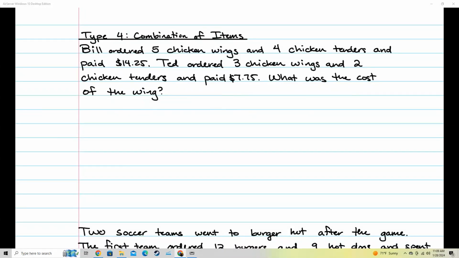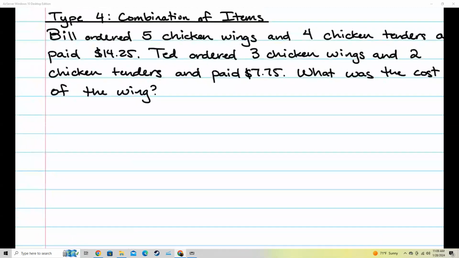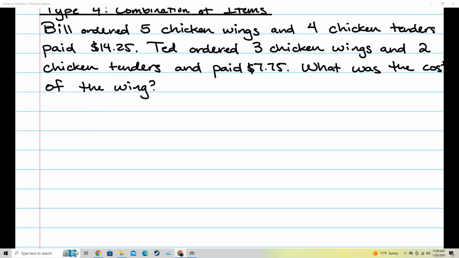So this time I don't know the cost, right? A little bit different than the previous one. Normally you're going to say, oh, how come you're not using the letter C, right? Well, because it's chicken wings and chicken tenders. They're both chicken. So I'm going to go with W for wings and T for tenders because I don't know how much either of them cost. So I'm going to say let W represent the cost of the wing.